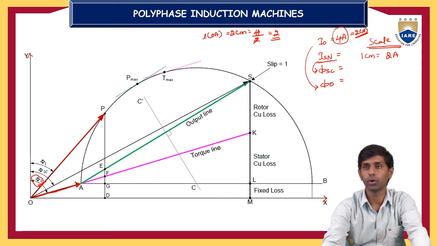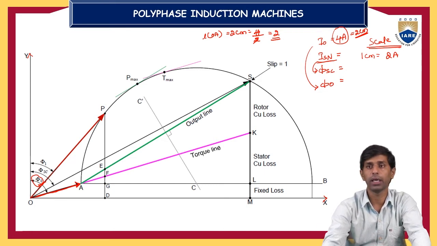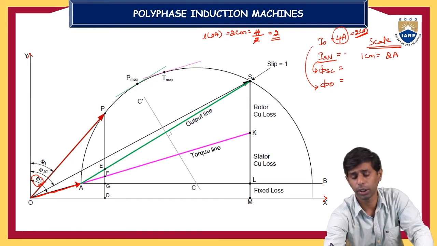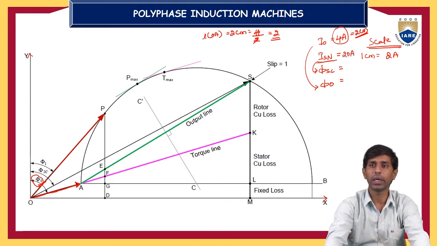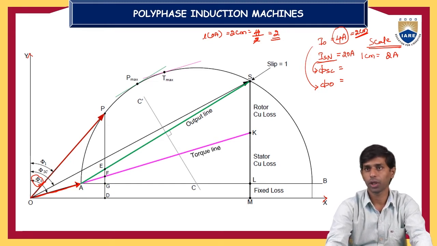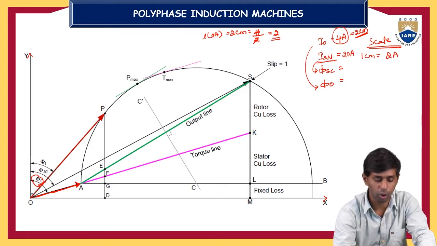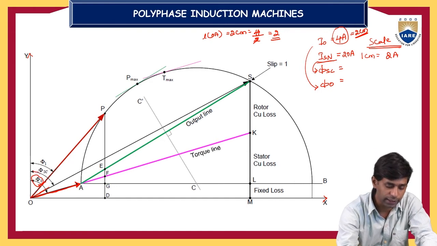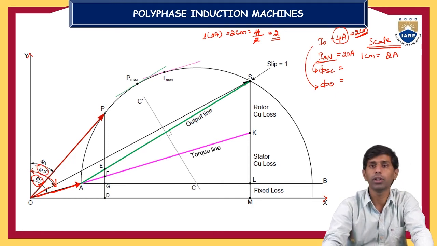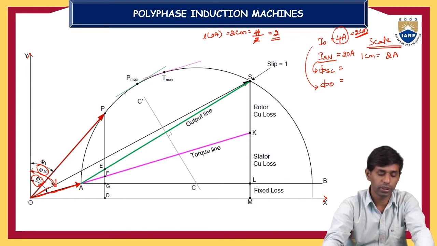Similarly, first we have to find ISN, that is short circuit normal current. I am assuming, for example, it is 20 ampere, the short circuit normal current of the given induction motor. And now draw ISN from the origin. Draw ISN from the origin with respect to the phi SC angle.